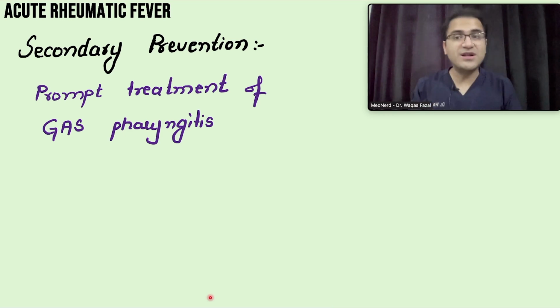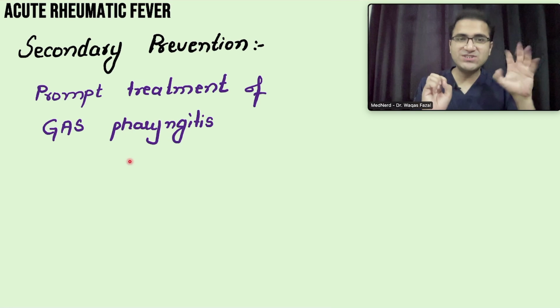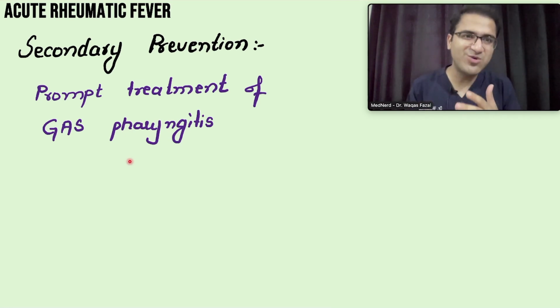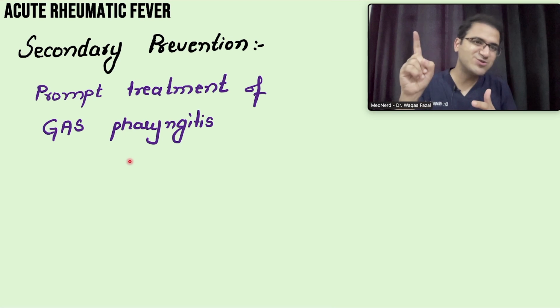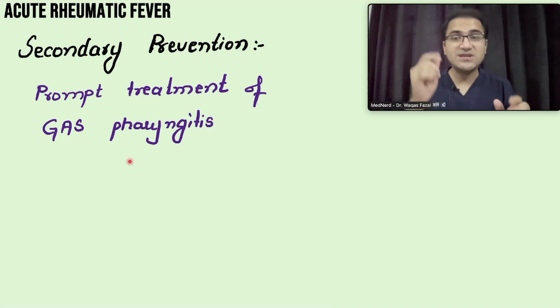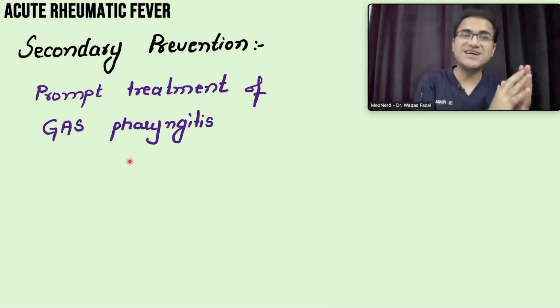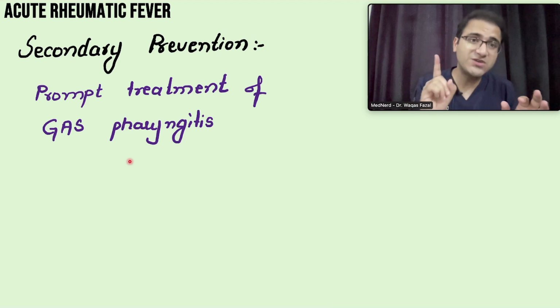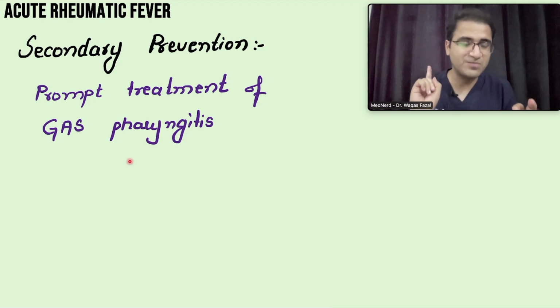It is very important that you promptly treat group A pharyngitis, because their immune system is already sensitized against these bacteria, and it will start producing antibodies if these patients are again exposed to group A strep, like Streptococcus pyogenes. If these patients develop pharyngitis, you must treat that, because their immune system is sensitized and will rapidly produce antibodies, and they will again develop more severe complications of acute rheumatic fever.